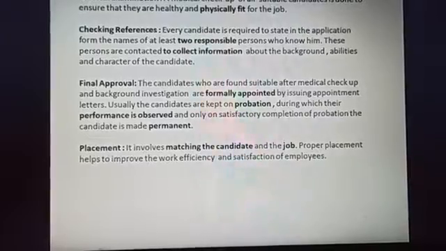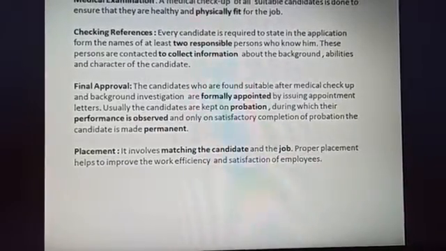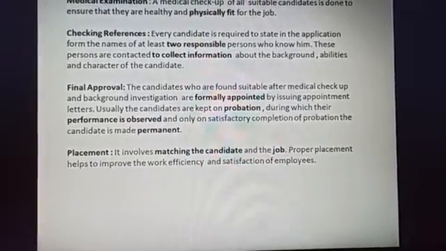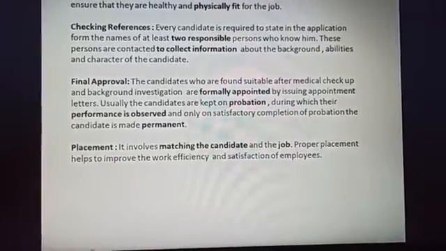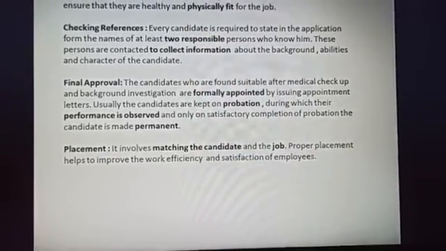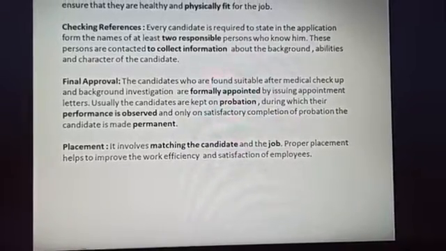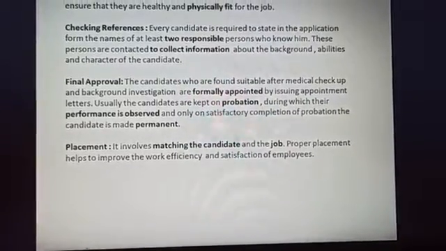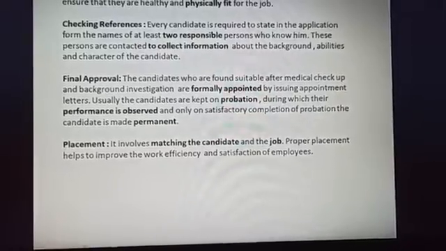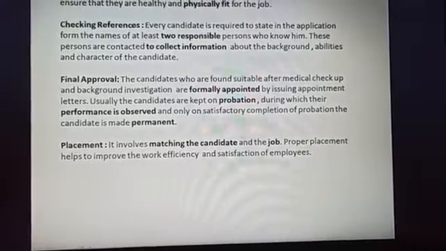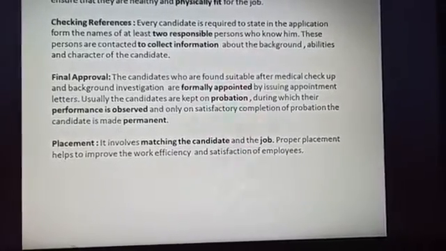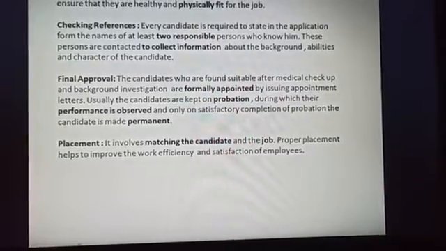Final approval. The candidates who are found suitable after medical checkup and background investigation are formally appointed by issuing appointment letters. Usually, the candidates are kept on probation, during which performance is observed, and only on satisfactory completion of the probation, the candidate is made permanent.